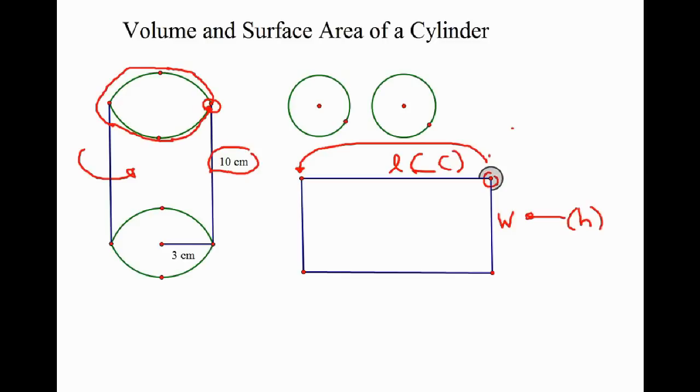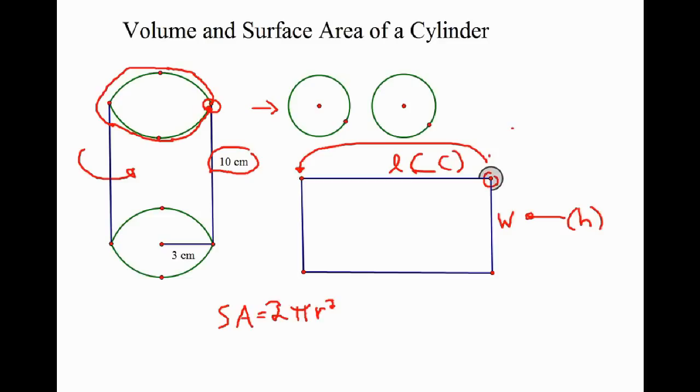So let's talk about an equation to calculate the surface area of a cylinder. Well, as we talked about initially, we've got these two circles here. To calculate the area of a circle, it's pi r squared. Well, the two circles are exactly the same size. So if we want to calculate the area of both of those circles together, we multiply that area times 2.